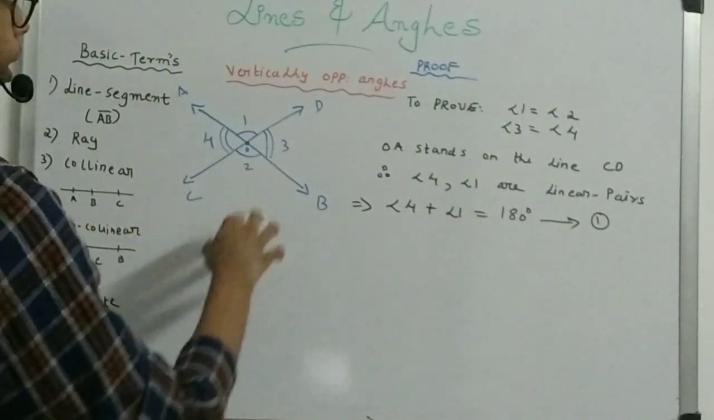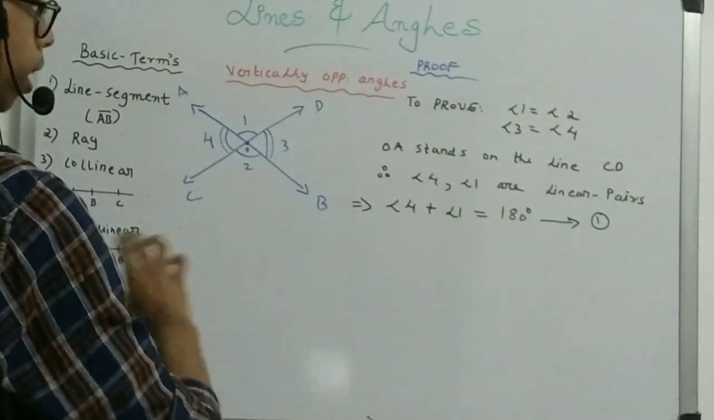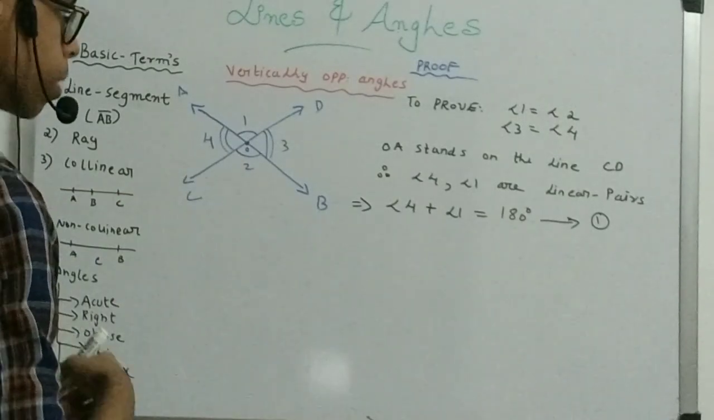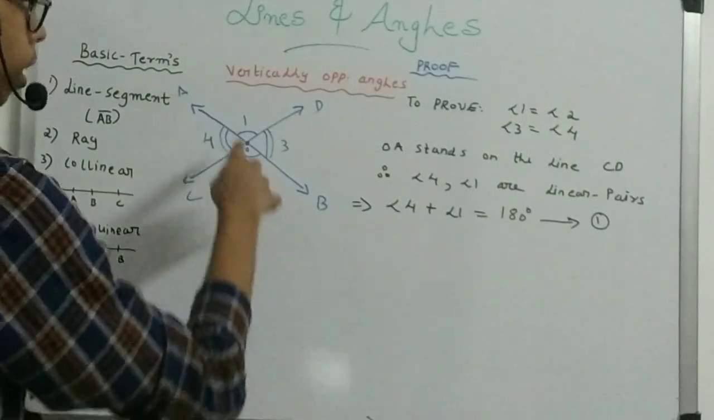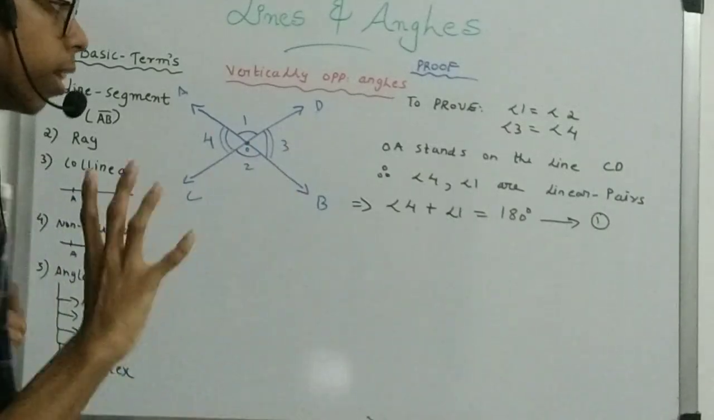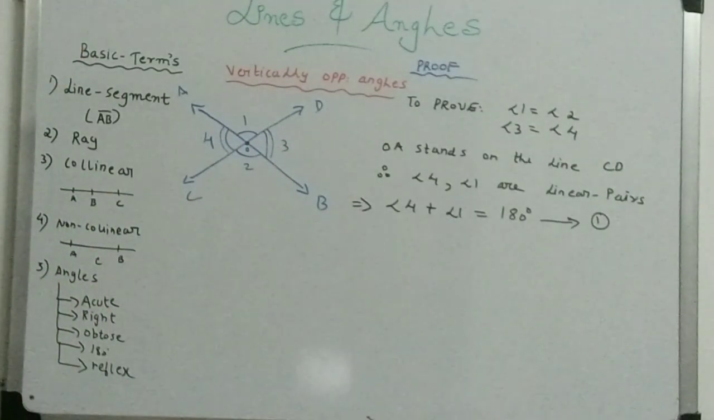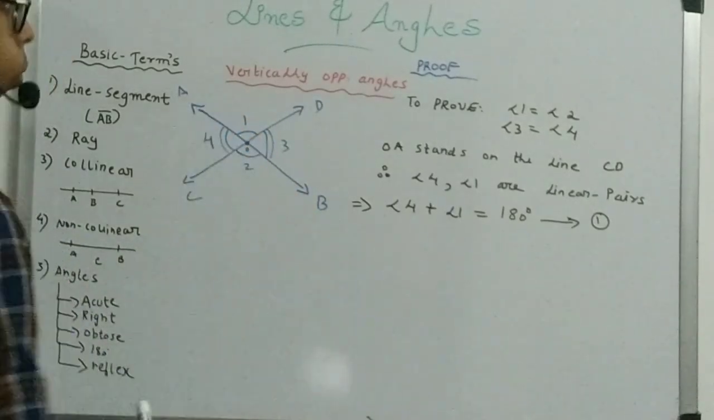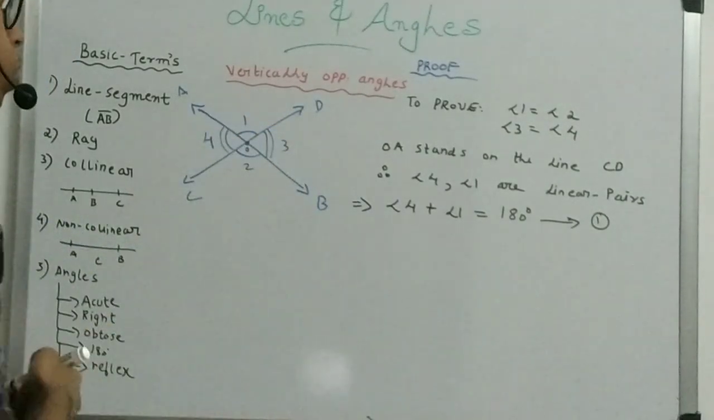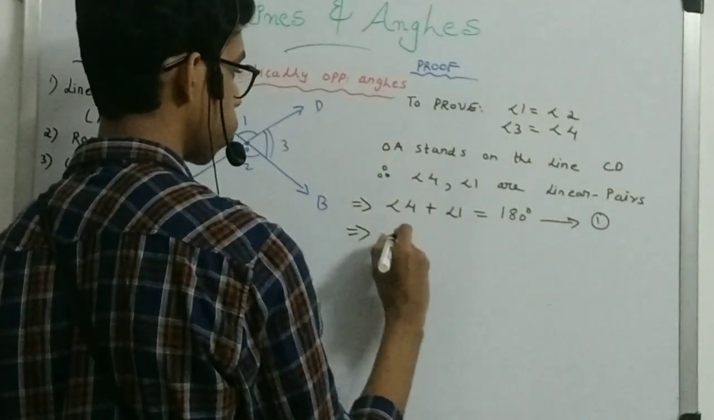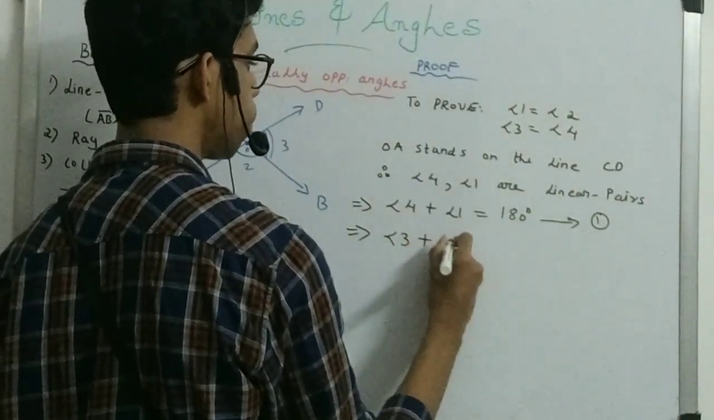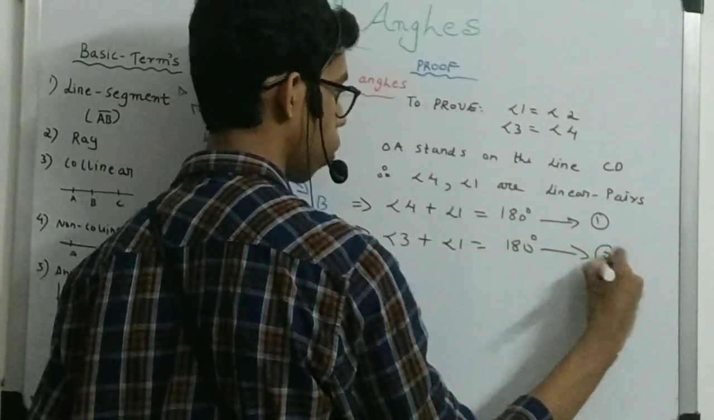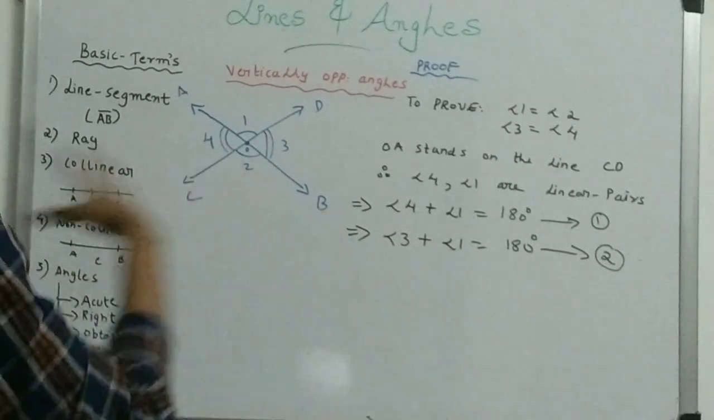Now similarly, if you see over here, this ray OD also stands on the line AB. What does this imply? It implies that this angle 1 and this angle 3 are also linear pair angles. Why? Because this OD stands on this line AB. So from here I can write angle 3 plus angle 1 is equal to 180 degrees. This is my second equation.